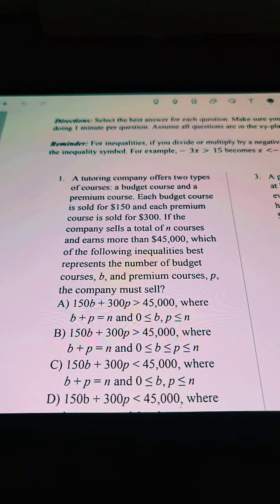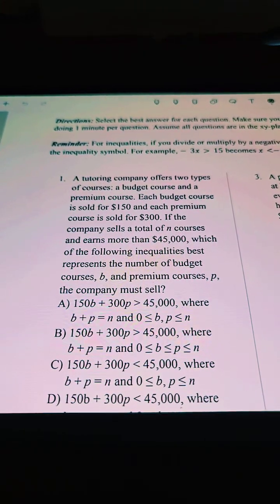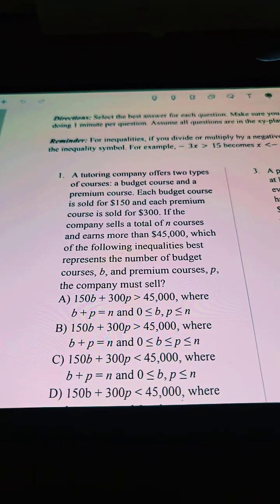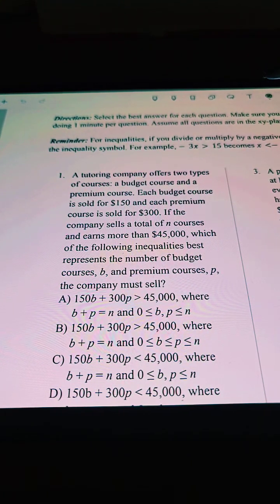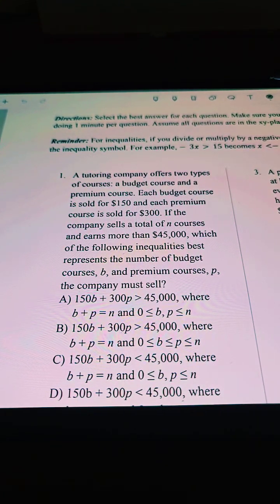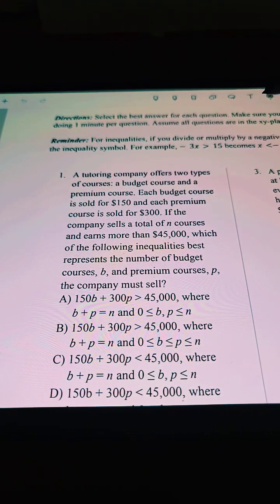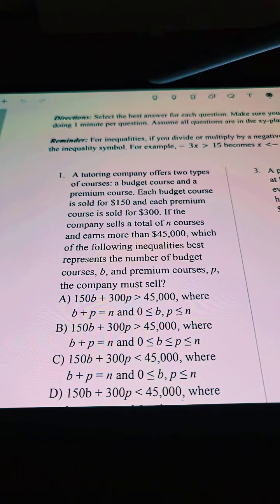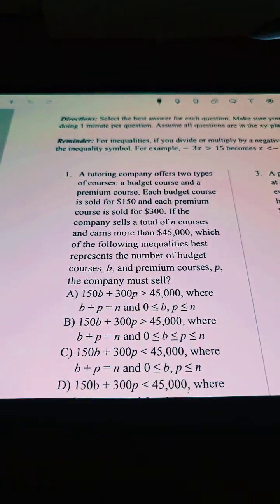Okay, so let's start with number 1. It says a tutoring company offers 2 types of courses, a budget course and a premium course. Each budget course is sold for $150 and each premium course is sold for $300. If the company sells a total of N courses and earns more than $45,000, which of the following inequalities best represents the number of budget courses B and premium courses P that the company must sell?